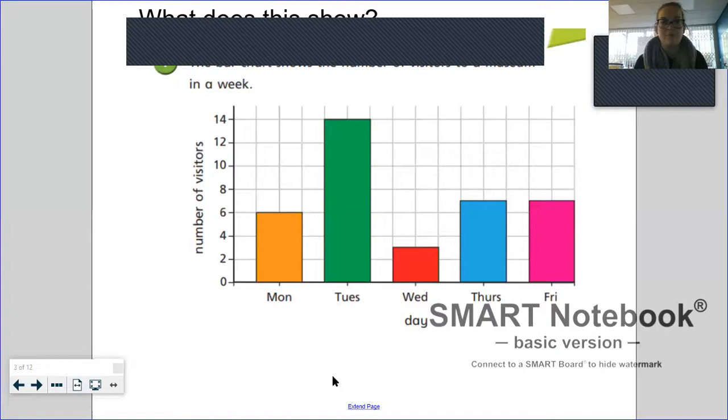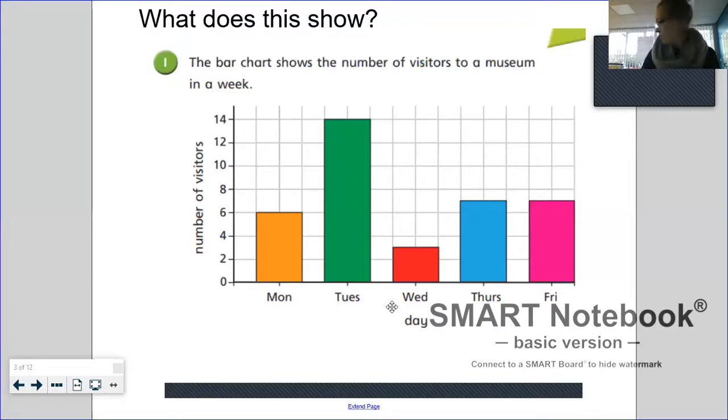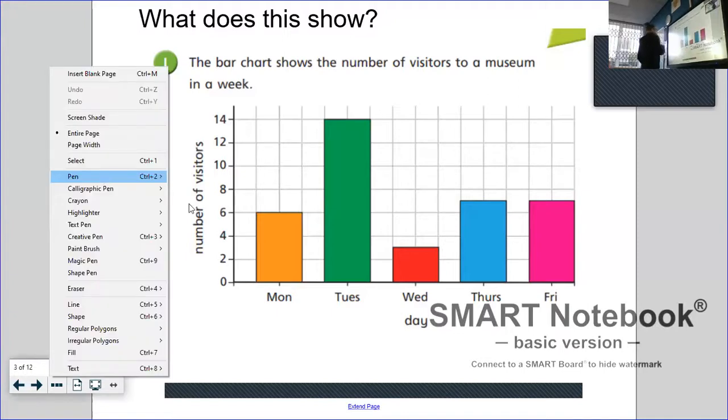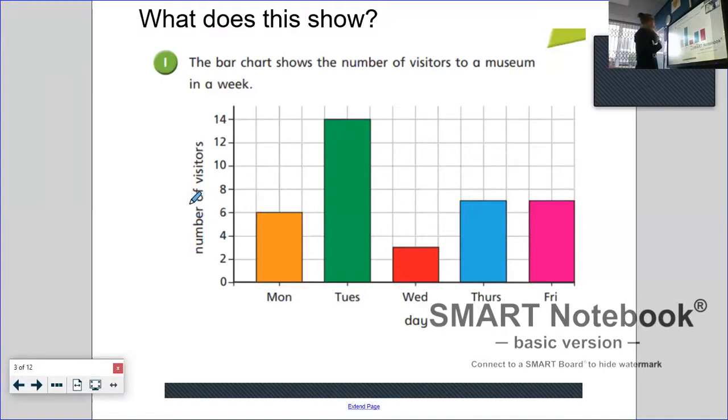There we go. So this bar chart shows the number of visitors to a museum in 1 week. Let me move myself over here so you can see me. Perfect. So on the screen, first thing we're going to do is analyse what we can see. We're going to write down the totals on the bars.